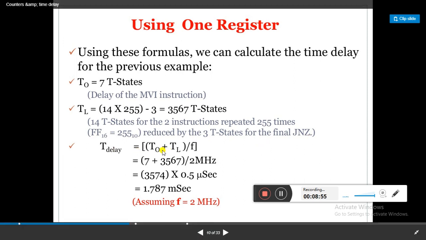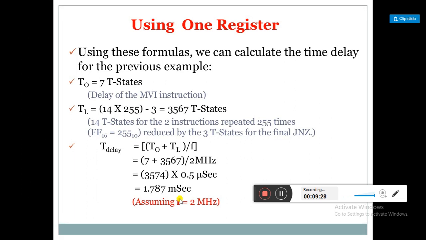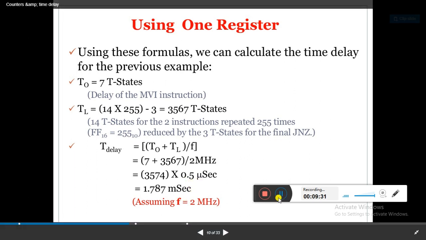So the total delay is equal to T0 plus TL divided by F, that is frequency. That is 7 plus 3567 divided by 2 megahertz. So the answer is 3574 times 0.5 microseconds. So the total time delay taken is 1.787 milliseconds, assuming frequency is 2 megahertz. The frequency means the frequency at which the 8085 is operating is 2 megahertz, and it is given in exams.